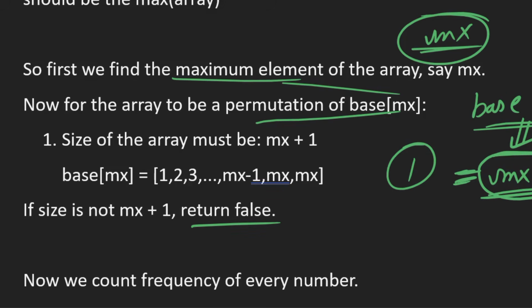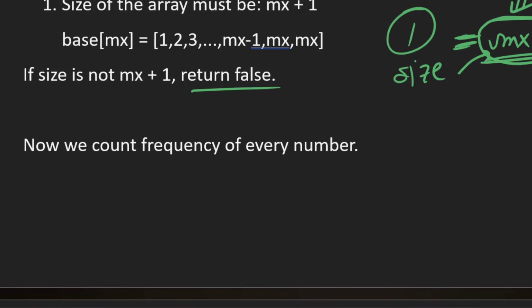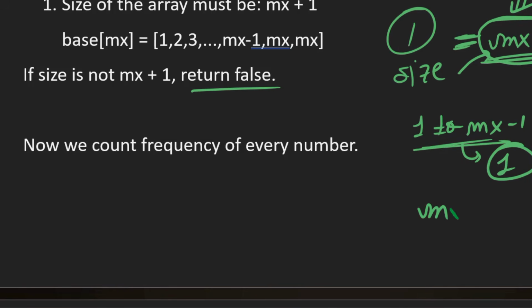But if the first condition, that the size of the array is equal to mx plus 1, is satisfied, then we check the frequency of each element of base of mx. So in base of mx, the elements from 1 to mx minus 1 should have a frequency of 1, right? They should appear one time, and mx should appear two times. So now we will be checking these frequencies.